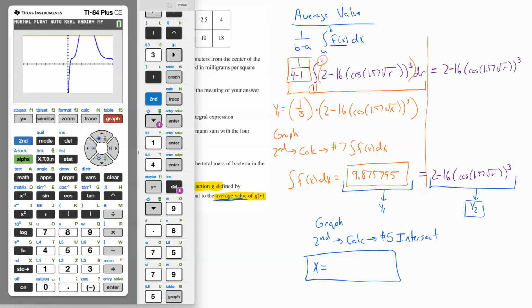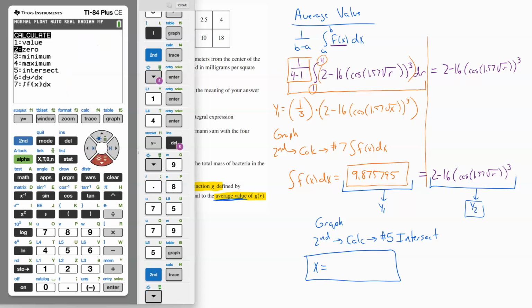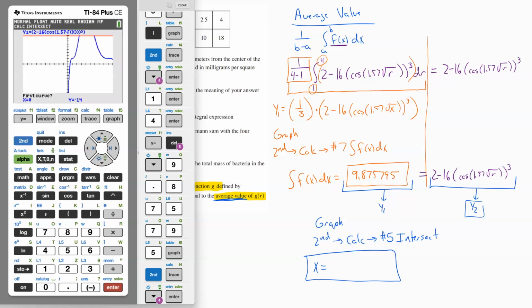So to do this, you're going to hit second. You'll choose the calc menu, which is the button above trace at the very top. And then inside that menu, we choose the number 5 option, which is intersect. At the bottom of the screen, it's going to ask you a series of 3 questions. The first two you could really care less about.